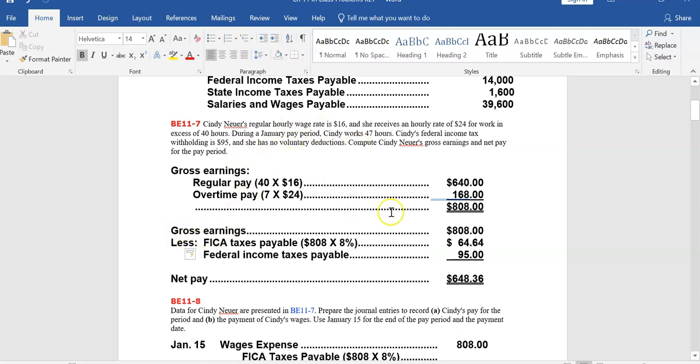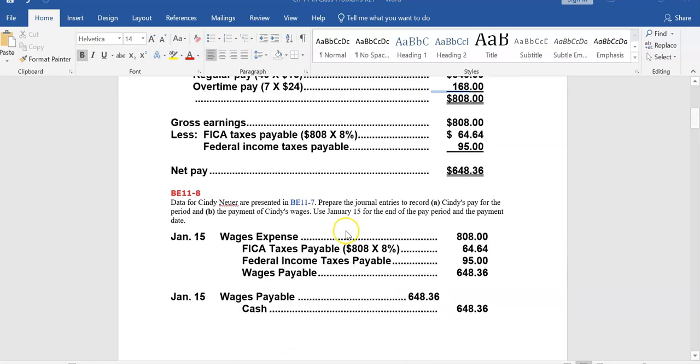So her gross earnings, her total amount earned, was 808. She has 8% of FICA taxes being withheld, so 8% of her gross pay, or 64.64, will be withheld for FICA. And her federal income tax, we were told, is 95. So if we take her total pay less the withholdings for FICA and federal income taxes, her net pay, the amount that will actually be paid to her, is $648.36. All right, we're going to work with the same employee in this problem.